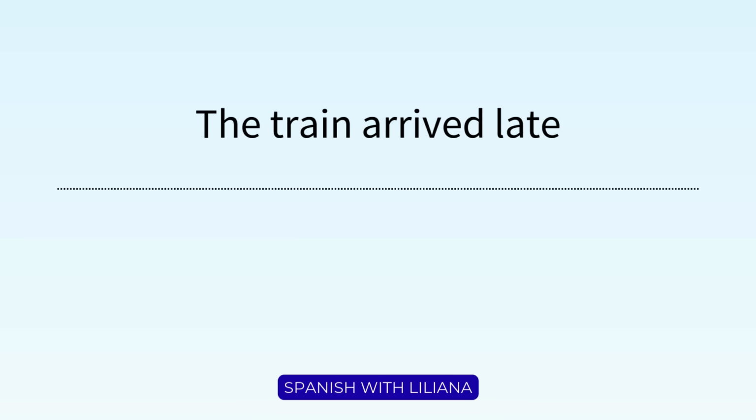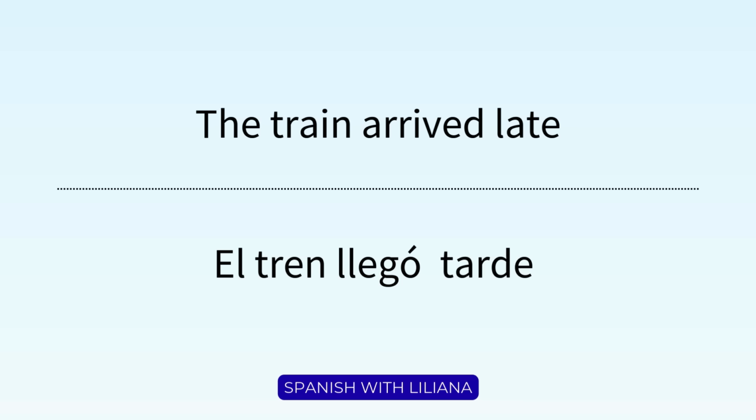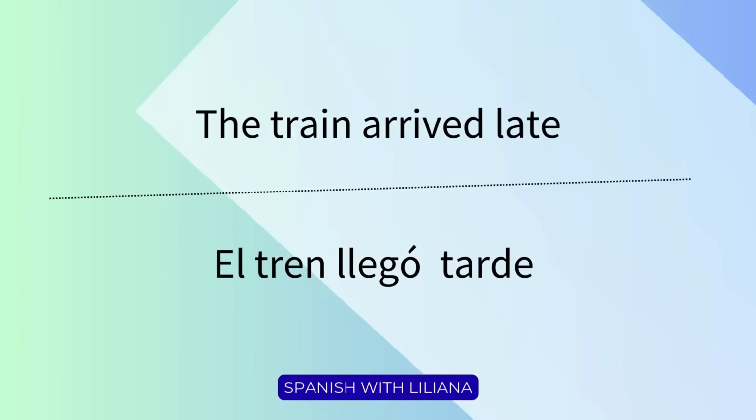How about this one? The train arrived late. How do you say the train in Spanish? El tren. And arrived. Llegó. And how do you say late? Tarde. El tren llegó tarde. So fairly simple here.